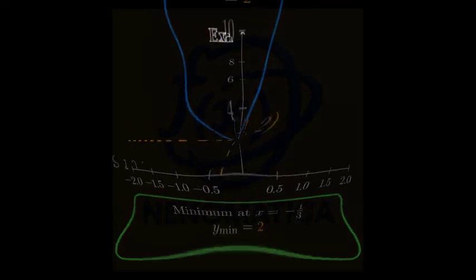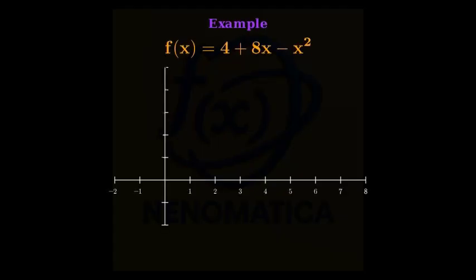Great work! Example. In this problem, we will find the maximum value of the quadratic function f of x equals 4 plus 8x minus x squared, following the textbook algorithm step by step. First, let's put the problem on screen and set up a quick visual intuition. A quick intuition. This is a downward opening parabola because the coefficient of x squared is negative. Let's sketch the curve and its vertex to visualize the maximum.